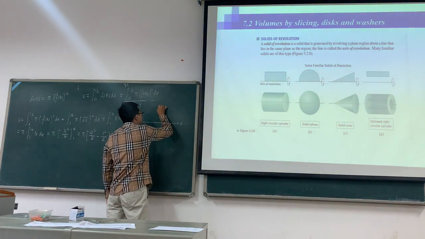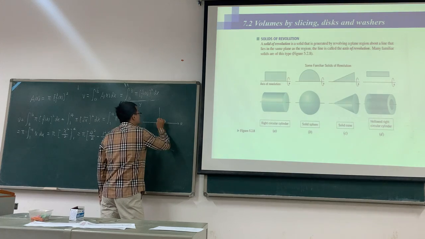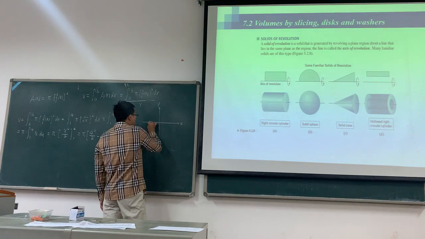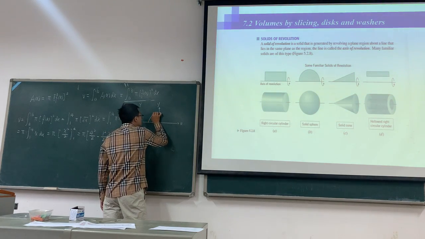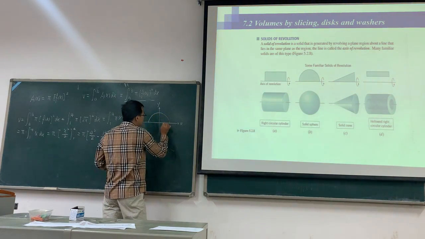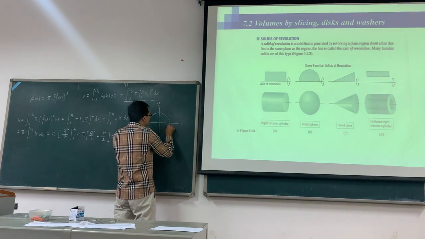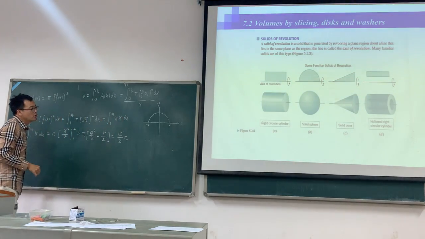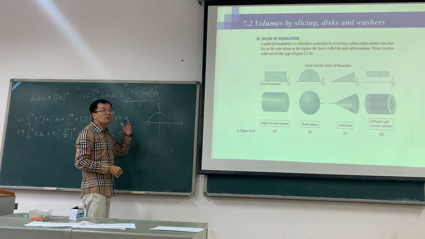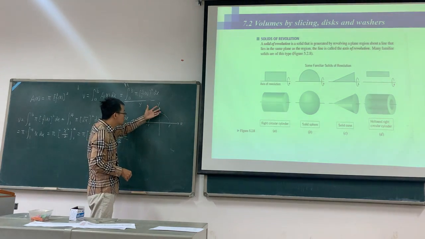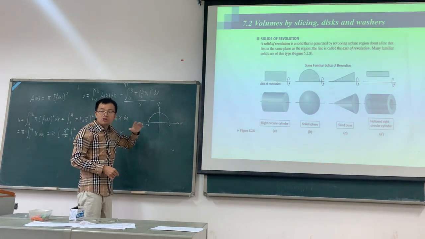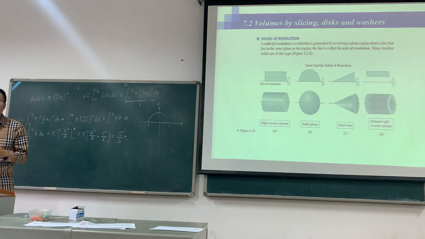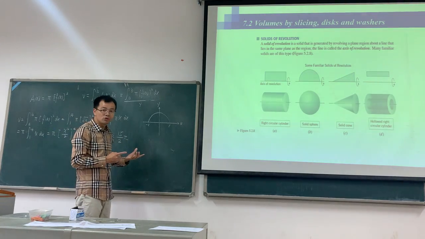Here is a semicircle of radius r, the arc of the semicircle. Here is r and here is minus r. We revolve the semicircle around the x-axis, so we obtain a sphere. The volume of a sphere is the volume of revolution.